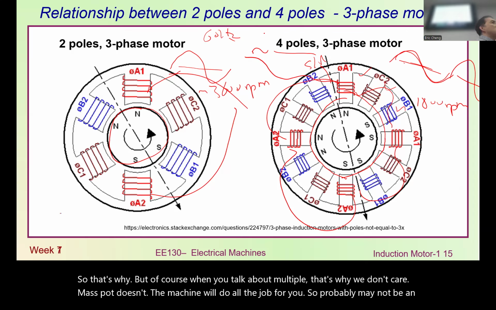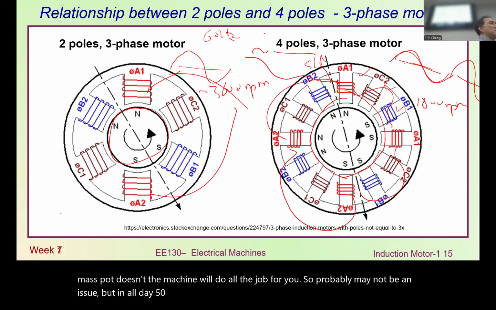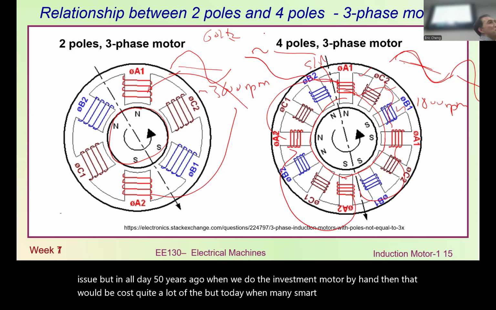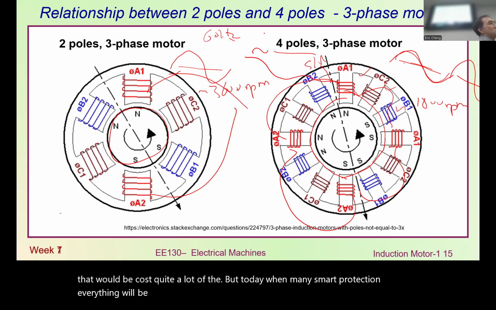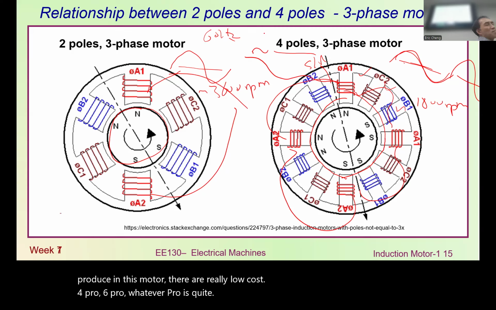But in the old days, 50 years ago, when we made the induction motor by hand, that would cost quite a lot of work. But today, with mass production, everything is fabricated, so it may not be an issue. That's why today, when we produce induction motors, they're really low cost. 4-pole, 6-pole, whatever pole is quite not a problem.